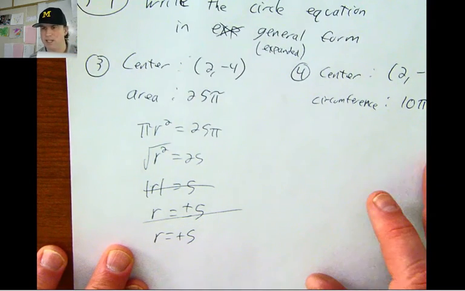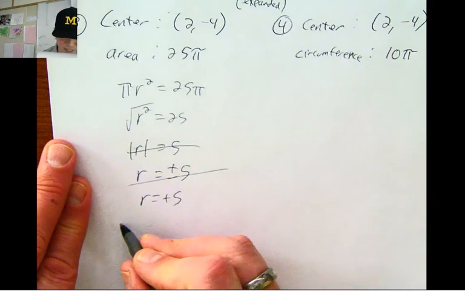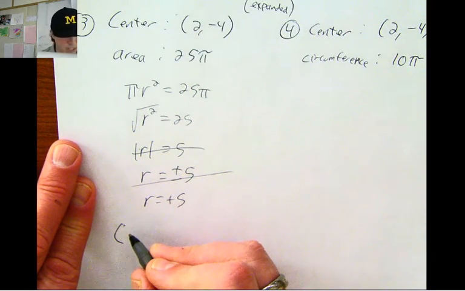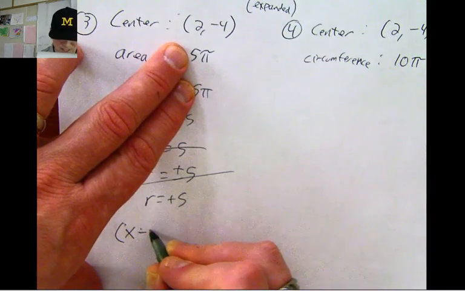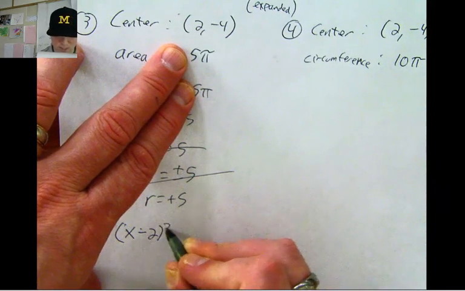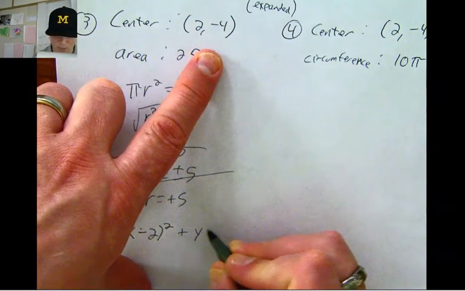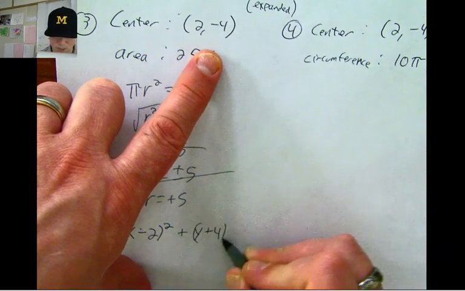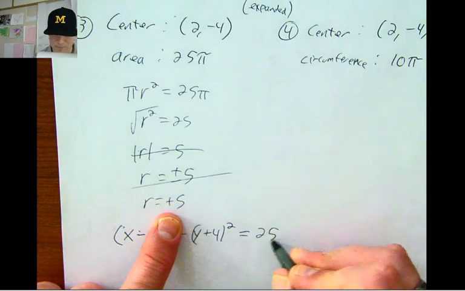just using common sense. But now that I have all this information, I can write my circle equation in center-radius form. It becomes (x minus 2) quantity squared plus (y plus 4) quantity squared equals r squared, which is 25.